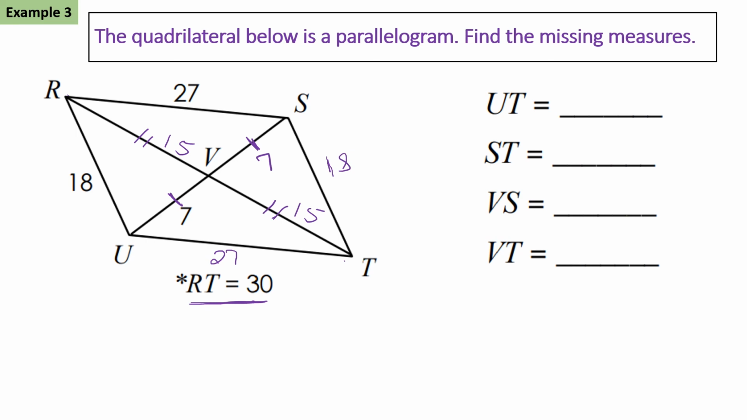So UT is 27, same length as RS. ST is 18, it's the same length as RU. VS is 7 because it is congruent to UV, because again the diagonals bisect each other. And VT is 15 because if RT is 30, that will make RV and VT 15 each, because that will equal 30.